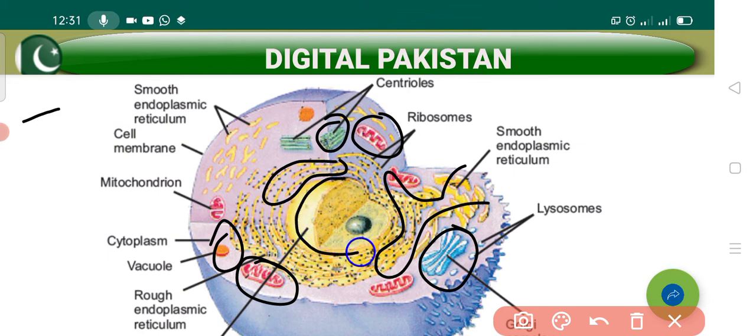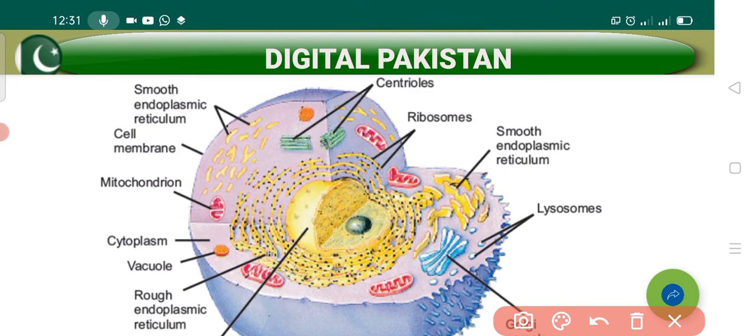This is the nucleus, it is acting like the brain of the cell. I'm explaining to you that the cell is made up of many organelles. Students, you need to understand this thing: every organelle has its own specific function.